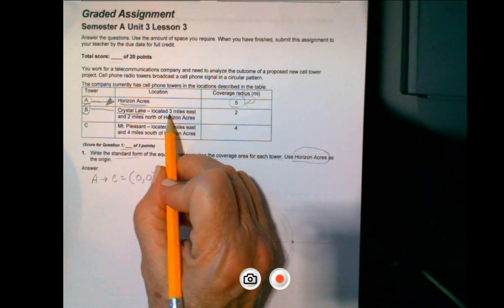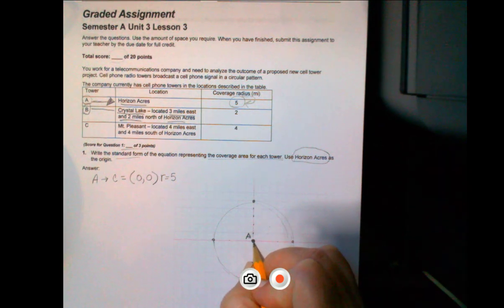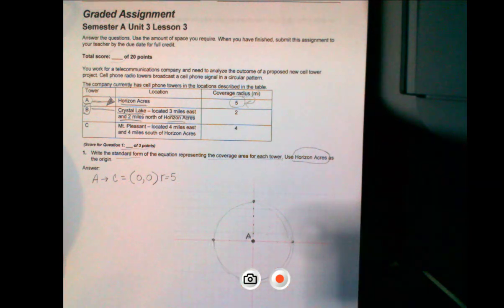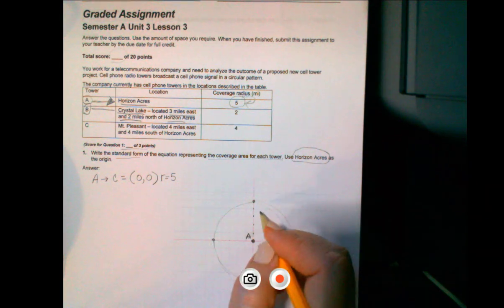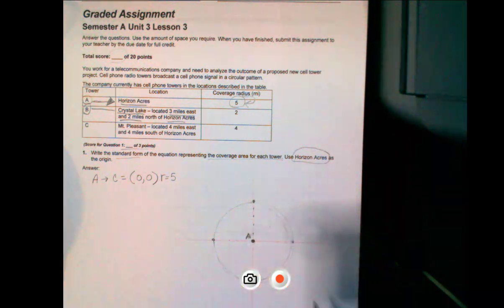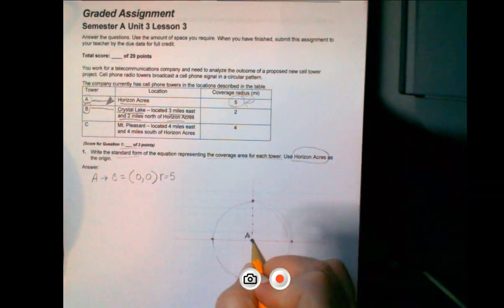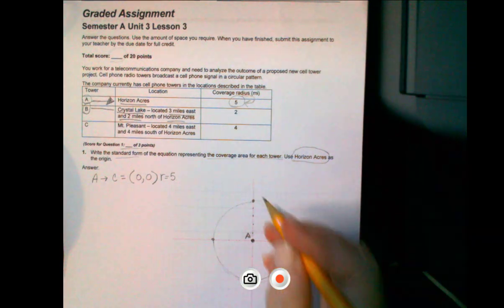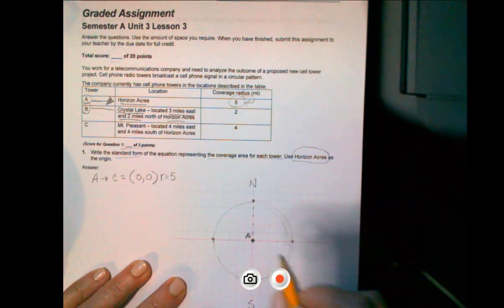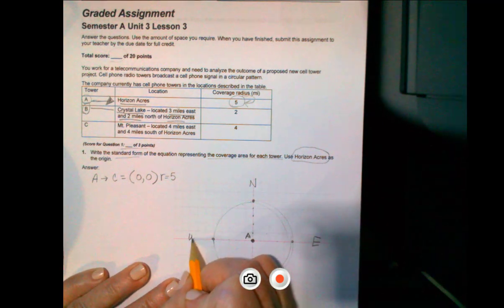Now, Crystal Lake is located 3 miles east and 2 miles north of Horizon Acres. So remember, this is Horizon Acres here. This circle indicates how far the signal of the cell towers will transmit. So if I'm driving outside of this circle, then I'm not going to get cell phone coverage. Okay, so for Crystal Lake, we're talking about north, south, east, and west. So let me label north, south. East is going to be to the right, and west is going to be to the left.